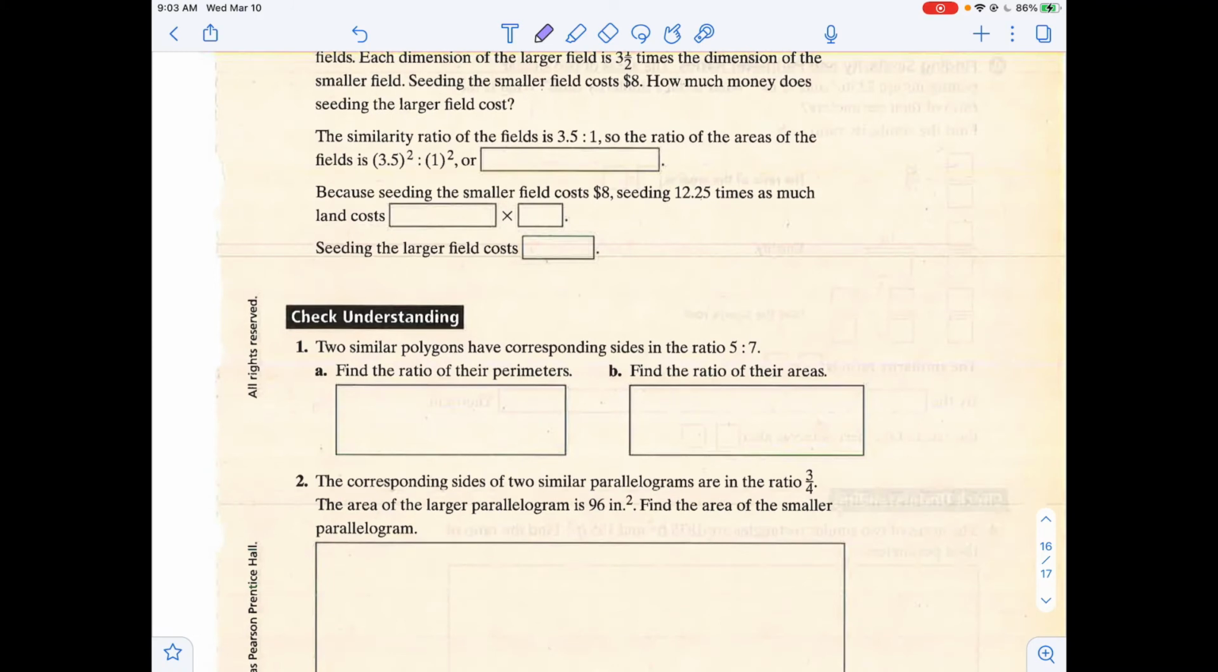All right, example 3. Using similarity ratios, Bonita plants the same crop in two rectangular fields. Each dimension of the larger field is 3.5 times the dimension of the smaller field. Seeding the smaller field costs $8. How much money does seeding the larger field cost? So first we need to use the similarity ratio of the fields, which is 3.5 to 1.